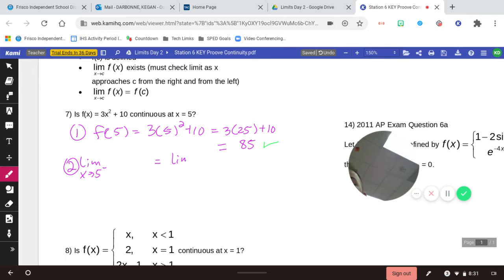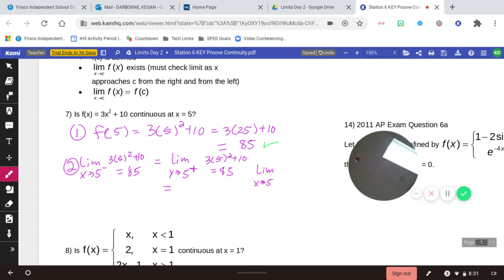Step 2, we want to show that the limit as x approaches 5 from the left is equal to the limit as x approaches 5 to the right. Okay, so we already talked about this before. Do I have anything weird going on at 5? No, so I can plug in 5 exactly. So 3 times 5 squared plus 10, which I already know is equal to 85. And 3 times 5 squared plus 10 equals 85. 85 and 85 are equal to each other, so the limit as x approaches 5 is equal to 85.